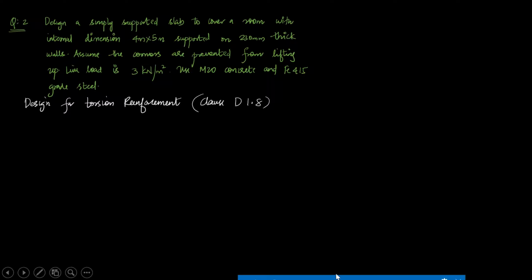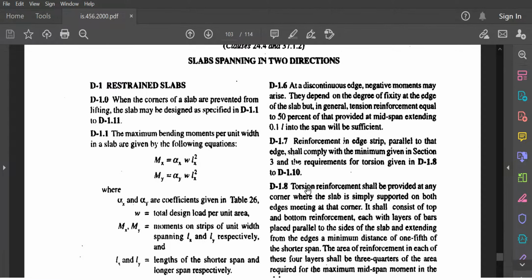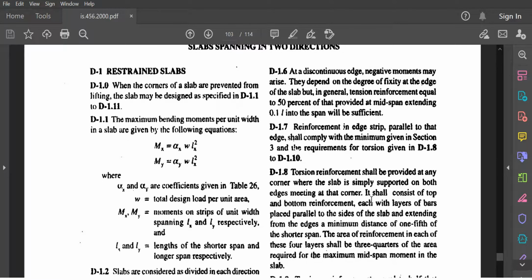So you can go to clause number D 1.8. You can see here D 1.8. The torsional reinforcement shall be provided at any corner where the slab is simply supported on both the edges meeting at that corner. That is, if it is a corner, we need to provide the torsion reinforcement. It shall consist of top and bottom reinforcement, each with layers of bars placed parallel to the sides of the slab and extending from one edge to a minimum distance of 1/5 of the shorter span. That is, we need to provide this up to a distance of the shorter span divided by 5. That is your Lx divided by 5.